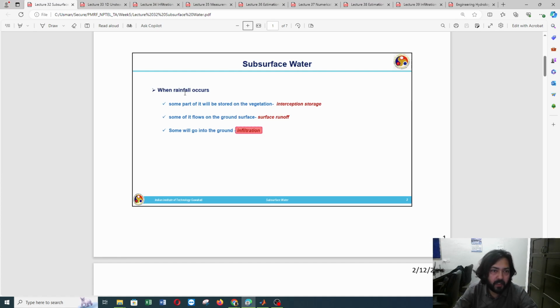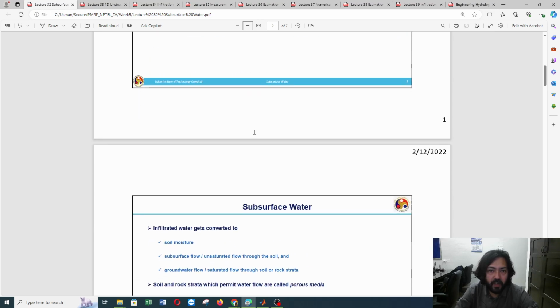So what happens when rainfall occurs? Some part of it is stored on the vegetation, and that is called interception storage, right? After this, some part of the rainfall flows on the ground surface, which is known as surface runoff, which we will cover next week. Today's topic is the remaining part of the water, which goes into the ground, and that process is called infiltration. So in subsurface water we'll study the process of infiltration.